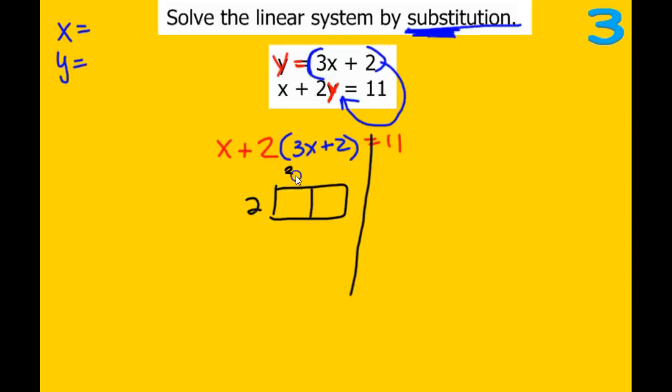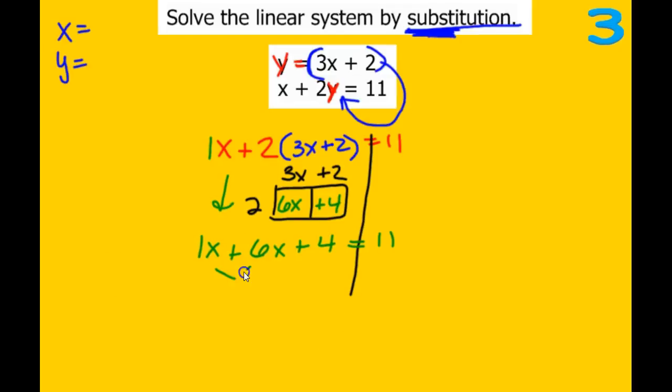We have 2 and 3x plus 2. Well, 2 times 3 is 6, 6x. 2 times 2 is 4. So don't forget this 1x out front. You can put a 1 there. We have 1x plus 6x plus 4 equal to 11.